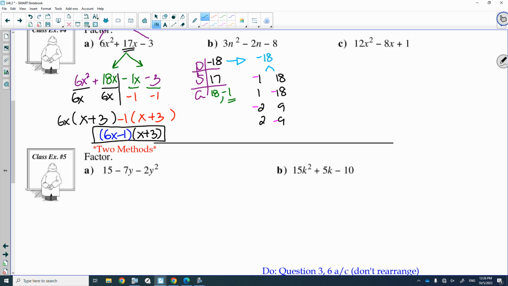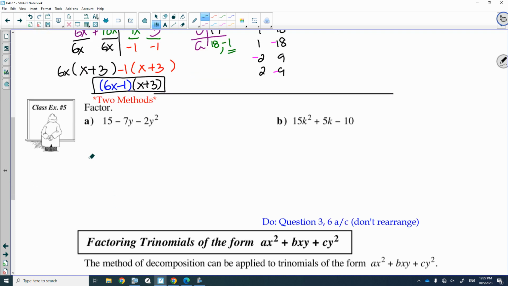Okay, let's do 5a, and I want you to star this. This is like a perfect exam question for people. So what is the first thing you would do for this? Kaylin? Okay, so let's rewrite it in descending order of y. Negative 2y squared minus 7y plus 15. Does anybody know what they would do from here? There's actually a couple ways you can go about this from here.